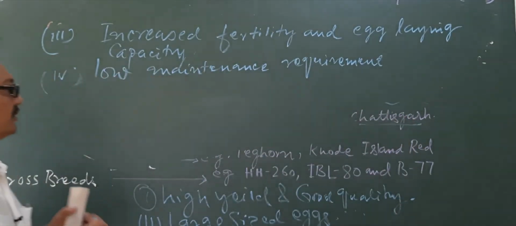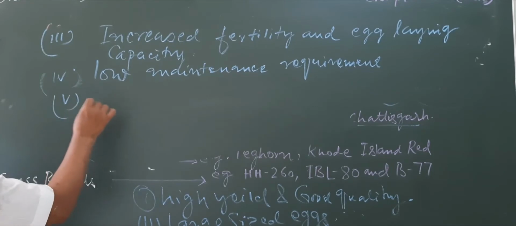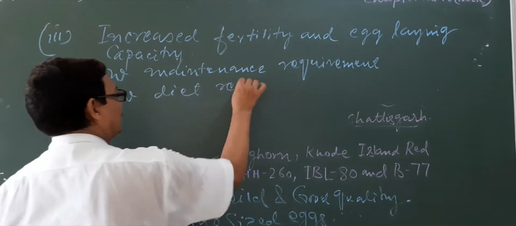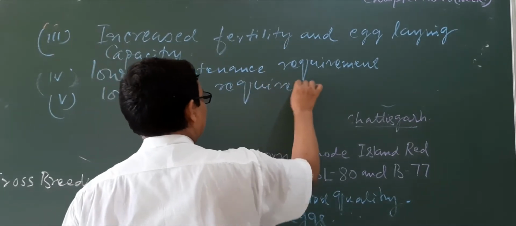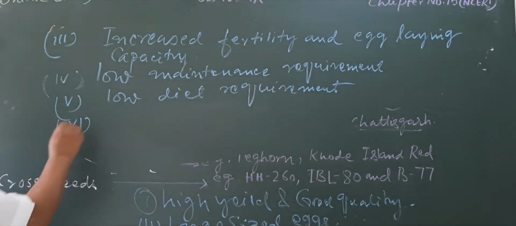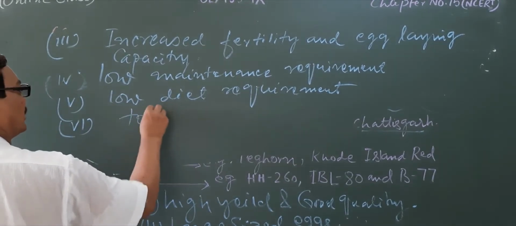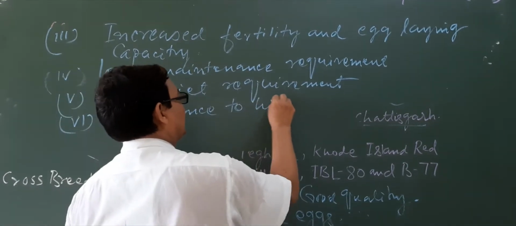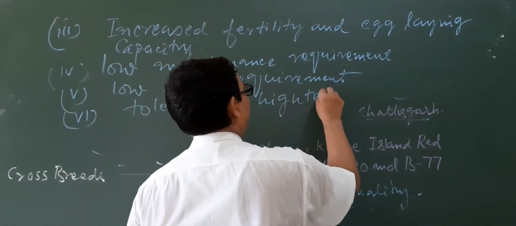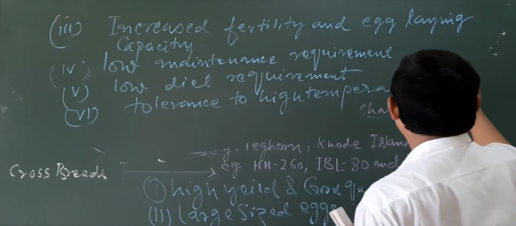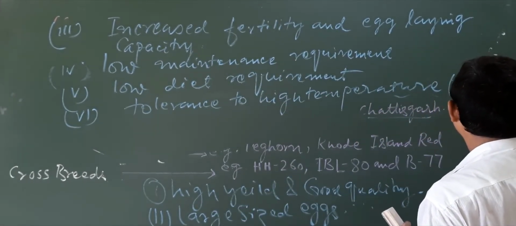Fifth number, if we're talking, the low diet requirement. Number 6, tolerance to high temperature. That means summer condition.